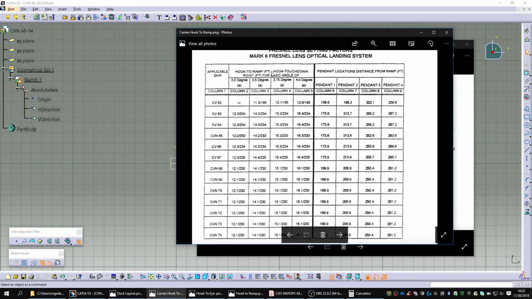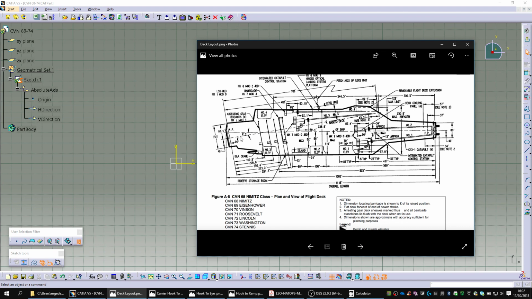Namely hook to ramp distance, hook to touchdown point for CVN 74, so 230 feet from the ramp, results in a hook clearance of 14.1 feet. So in other words, as it flies over the ramp, the hook is 14.1 feet over the ramp at a perfect 3.5 degree glide slope, and it'll strike 230 feet, which I just happen to know is between the 2 and 3 wire. But we're going to model this all up in a very detailed way and extrapolate some information from this.